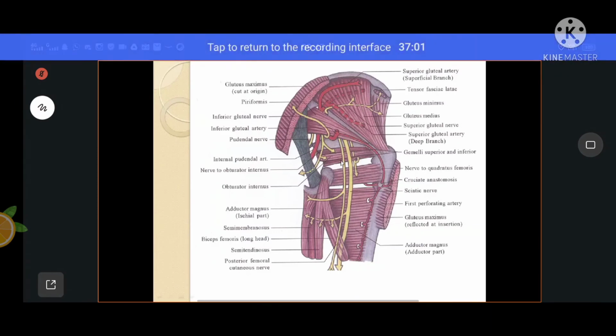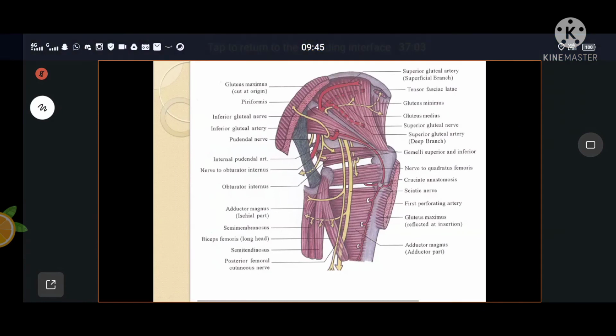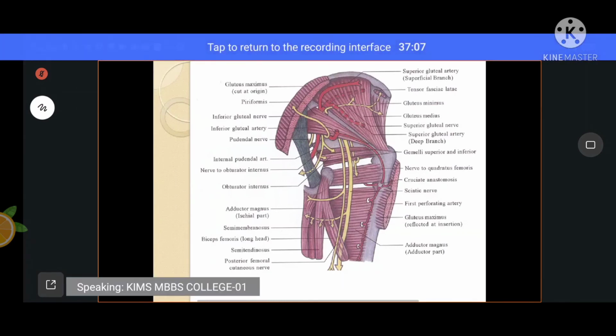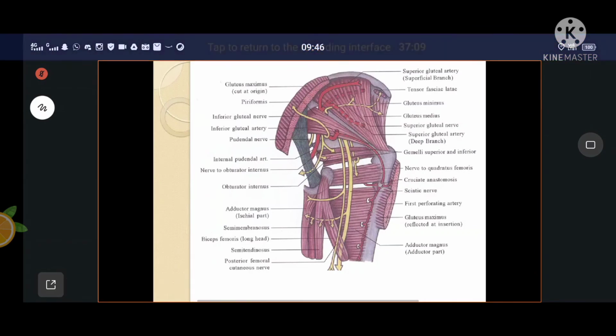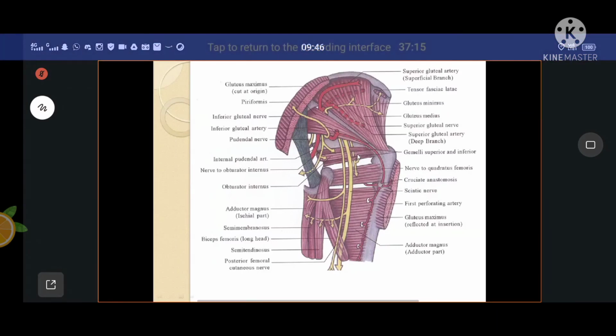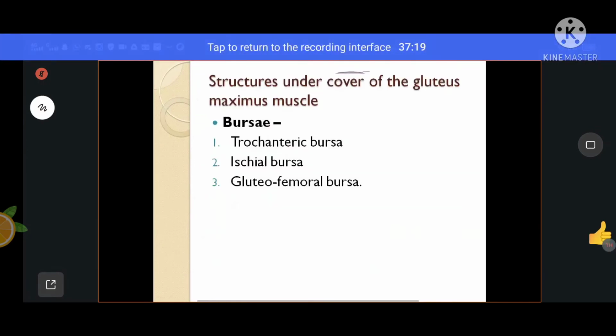So till now, what did we study? We have studied the muscles in the gluteal region. And next, what have we studied? We have studied the structures which are present under the cover of the gluteus maximus muscle. Have you understood the class? Have you understood the class? Please answer.